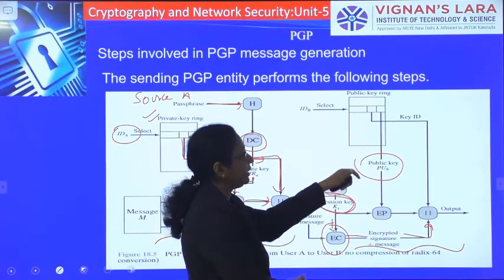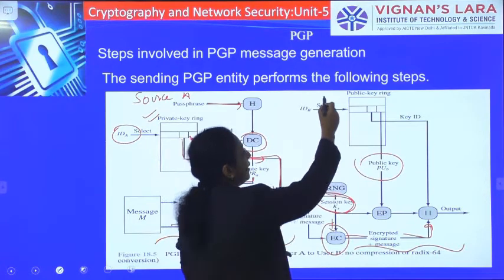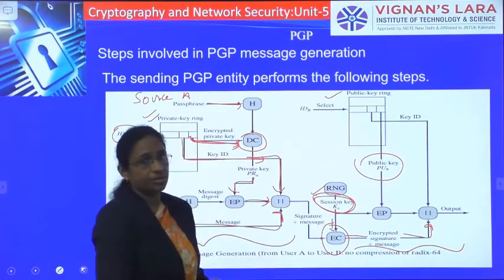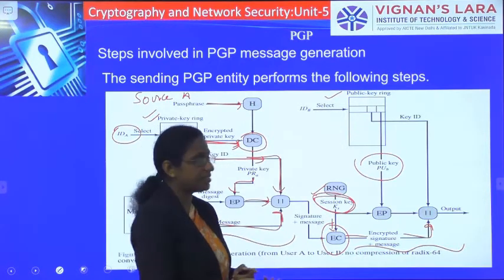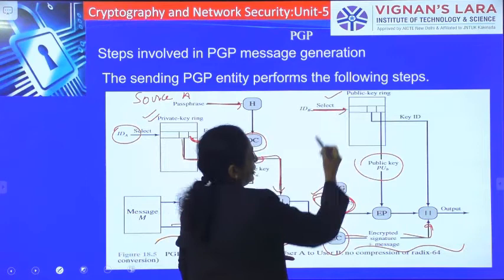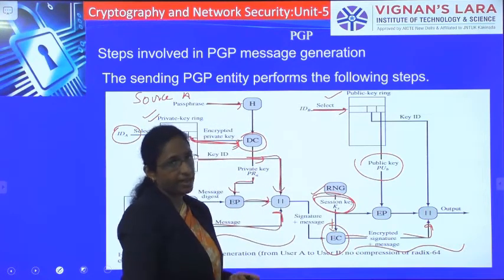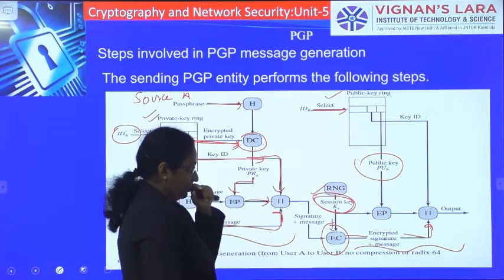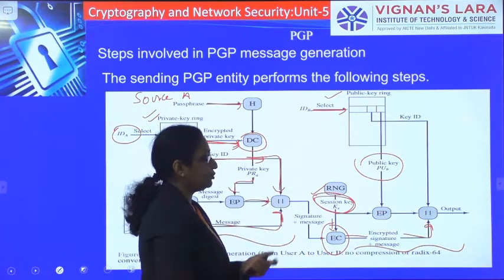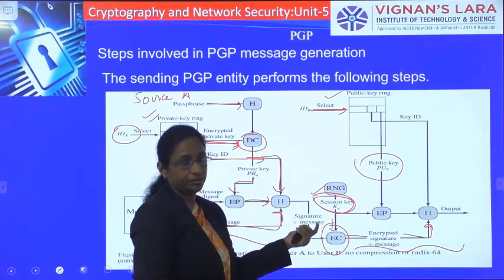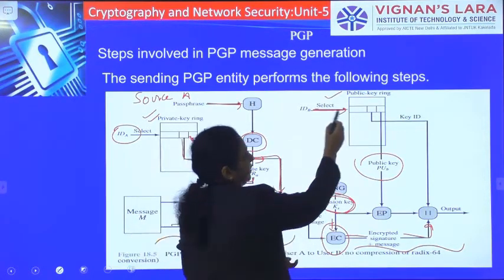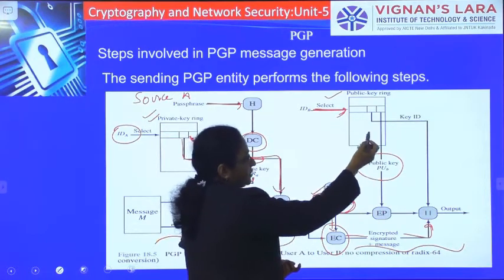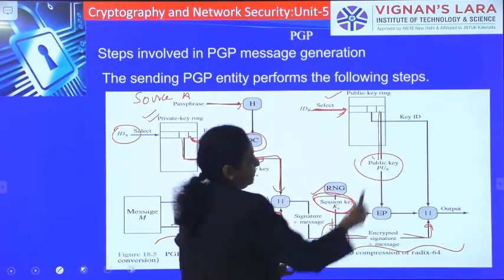To get that public key, PGP uses the public keyring. So whoever the destination is that the data has to be sent to, you will be checking for that particular person's ID. To whomever you want to send the data, you will be selecting that destination ID, and based upon the destination ID, you will be taking the public key.